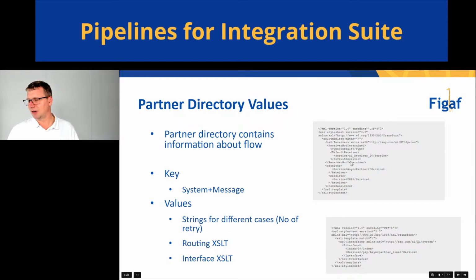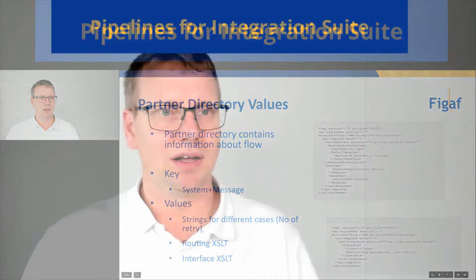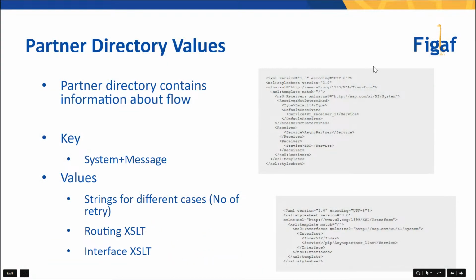So here you have an example of a receiver determination where we can see it's just using a standard XSLT. We have a receiver determination. It goes to these, and in this XSLT you can add all the normal XSLT logic and queries that you need for this to work.